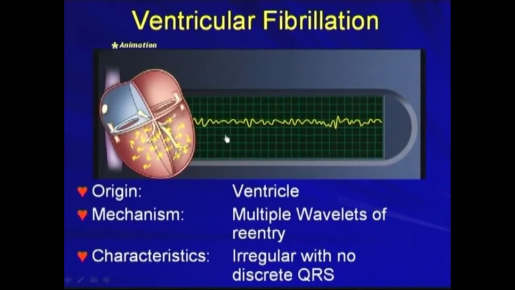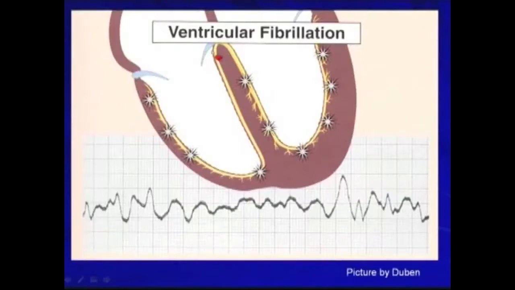It's typically characterized by an irregular rhythm with no discrete QRS. So this is ventricular fibrillation. Easy, but very important to recognize. Ventricular fibrillation originates from multiple foci. The ventricle is just fibrillating with no organized QRS complex. Actually, the patient is in cardiac arrest.